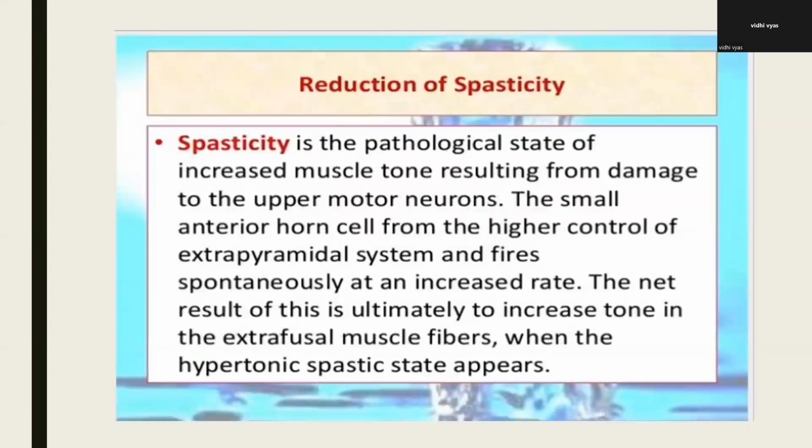Reduction of spasticity. Spasticity is the pathological state of increased muscle tone resulting from damage to the upper motor neuron. The small anterior horn cells, released from the higher control of the extrapyramidal system, fire spontaneously at an increased rate. The net result of this is ultimately to increase tone in the extrafusal muscle fibers, and the hypertonic spastic state appears.